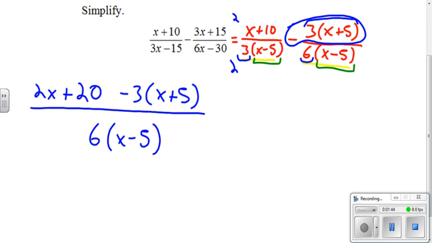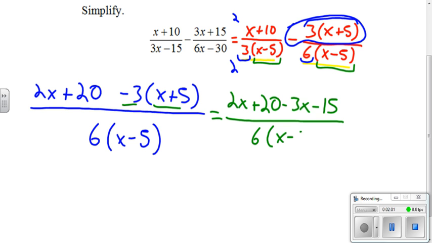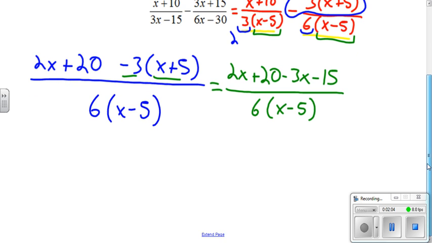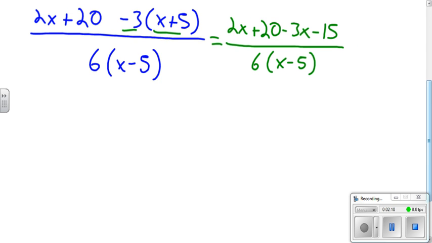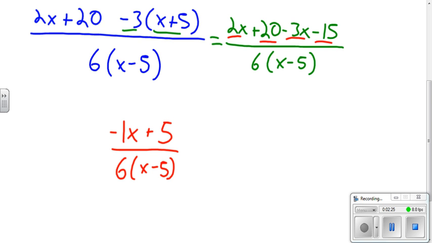Now from here, we simplify a little more by distributing this negative 3 to the binomial. So we're left with 2x plus 20 minus 3x minus 15, still all over 6 times x minus 5. Gives a little more room to work with. Now simplifying these down, 2x minus 3x becomes negative 1x. 20 minus 15 becomes positive 5. And still a 6 times x minus 5.